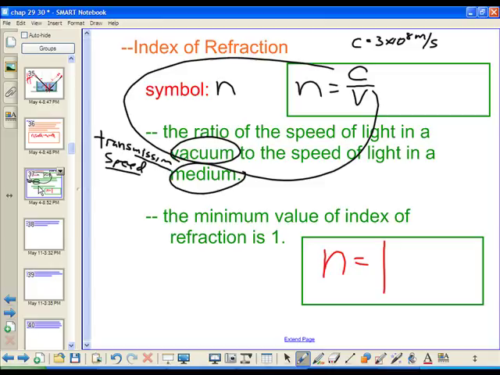Okay? Because 1 would be vacuum. That's the fastest. You get diamond, which is almost like 2.5, which is one of the slowest.